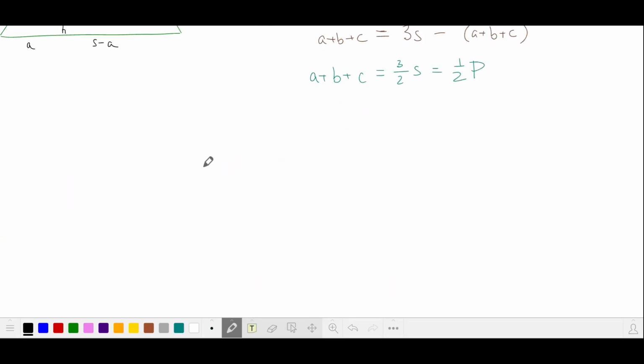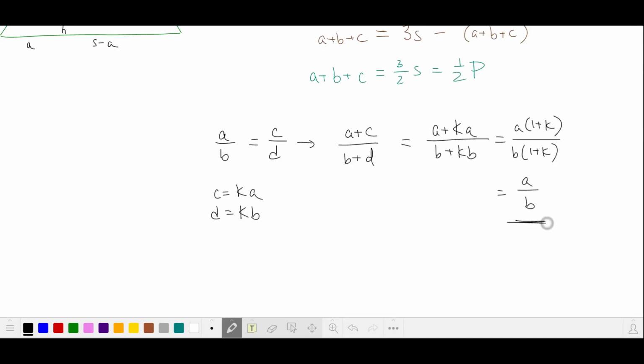There's one more algebraic property that I'm going to be using, which is that if we have two equivalent fractions and we add their numerators and their denominators, we get one of the fractions that we started with. Now let's return to the problem.